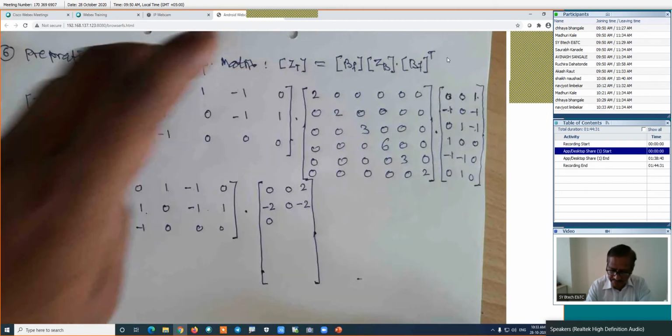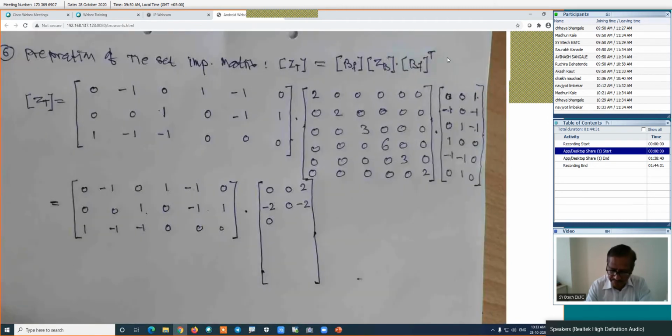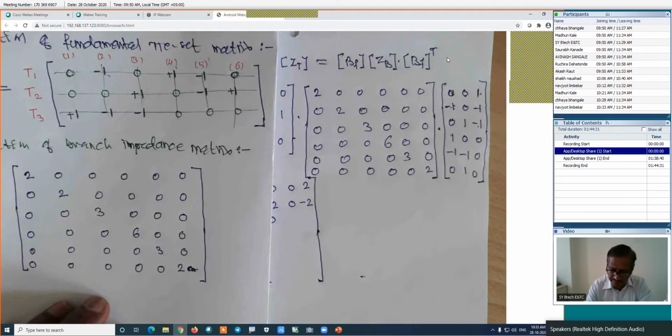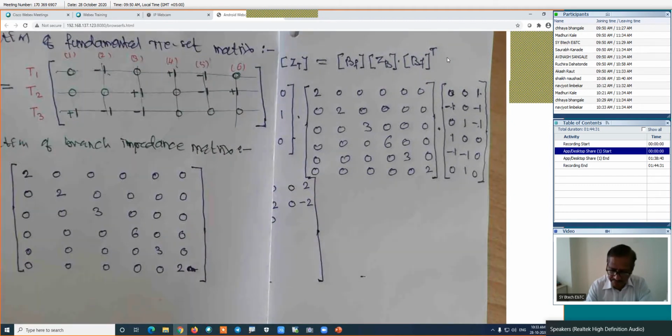Just wait. I made a little mistake while copying, or while drawing the figure, for branch number 3. Yes, I made the mistake in ZB. I will correct it and then I will proceed further. I will show the figure. I will do the correction.